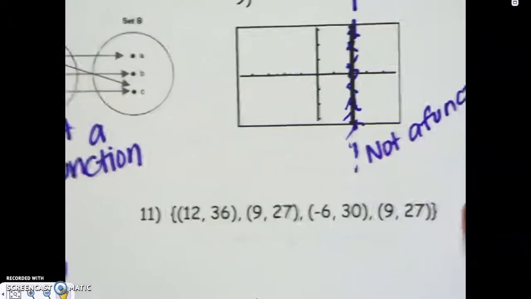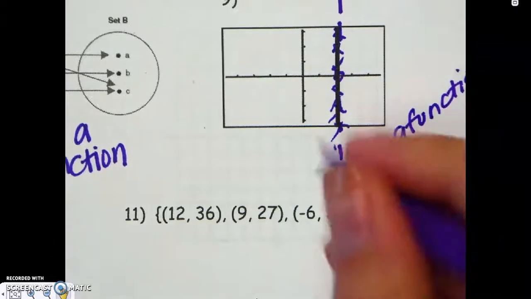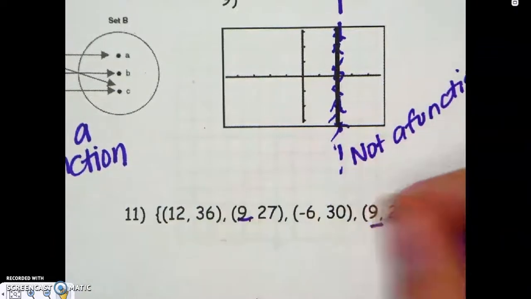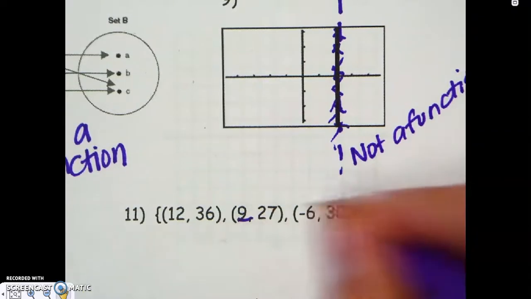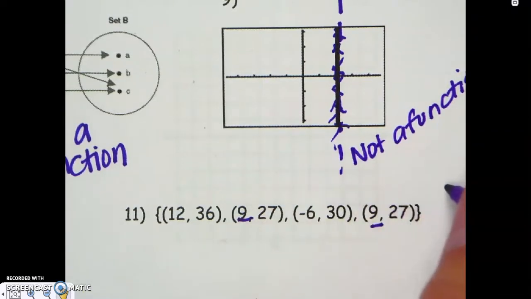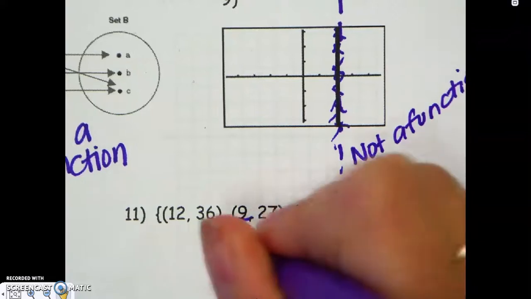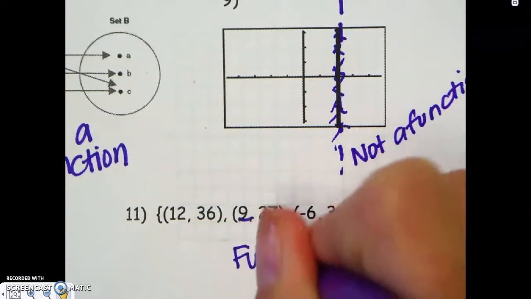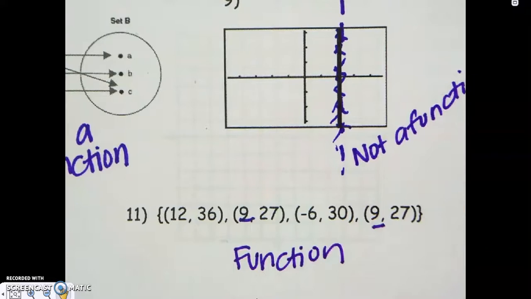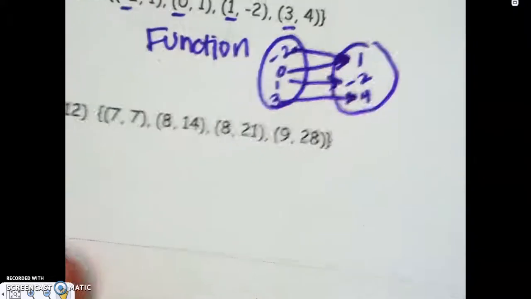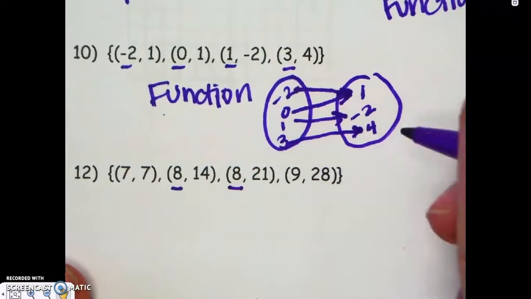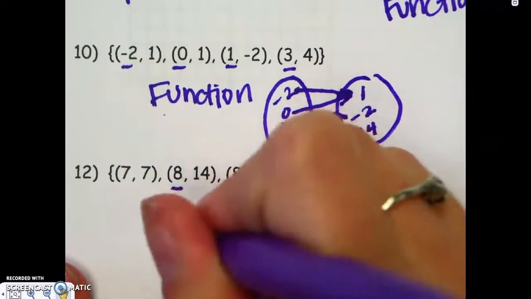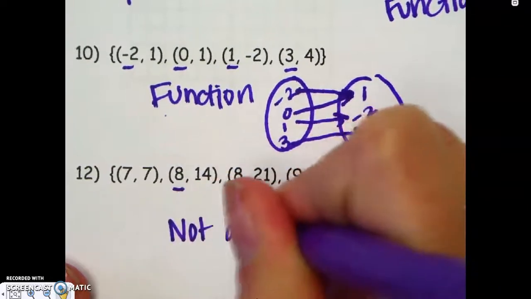If you look at something like number 11, you might notice that 9 is here twice, but notice 9 still goes to 27. So that's really only one output. 27 is only one output. So again, this one is a function. If you look at this next one here, number 12, you see 8 goes to 14 and 8 goes to 21. So this is an example of not a function.